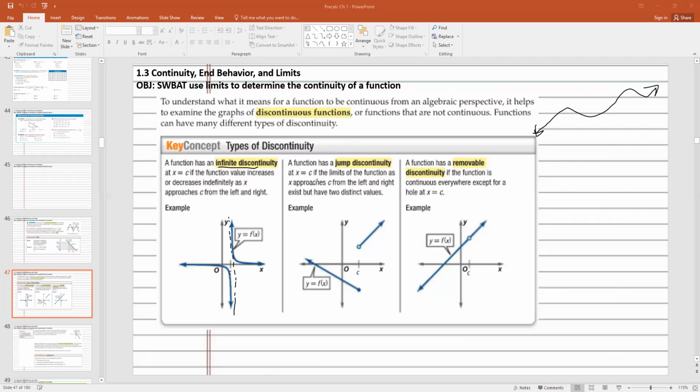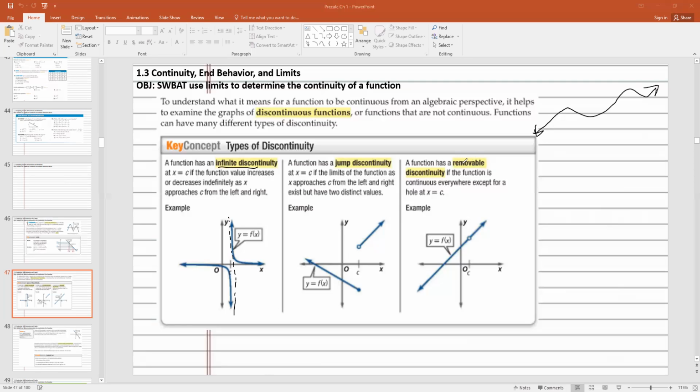And then a jump is where you're basically jumping. You imagine here, jump, and then jump all the way up here. So that's a jump discontinuity. When you're approaching it from the left and the right, they're two different numbers, so you get two different values. You'll see that when we look at examples.